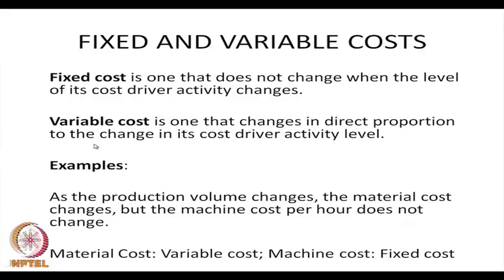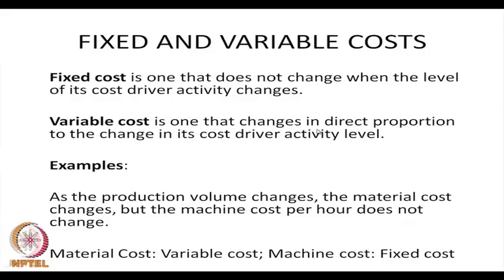Now, variable cost, on the other hand, is one that changes in direct proportion to the change in its cost driver activity level. That means, as the cost driver changes, the variable cost changes in direct proportion in a linear fashion. We call that cost a variable cost. It is not necessarily that it has to be always linear, but mostly in the short term we will assume that the cost changes in a linear fashion.